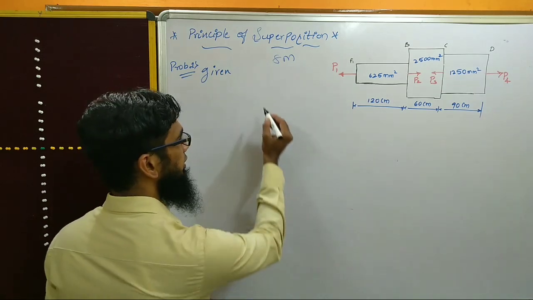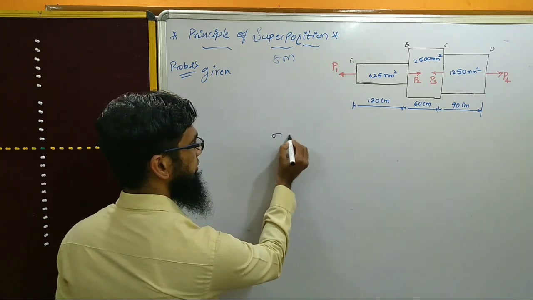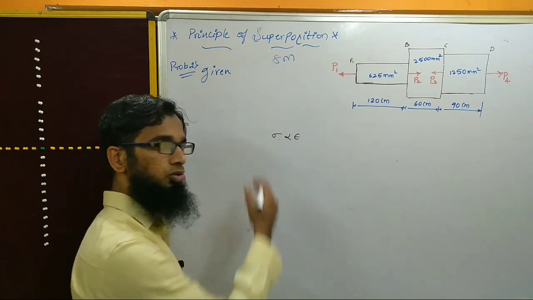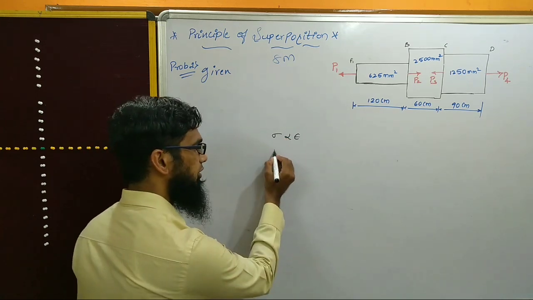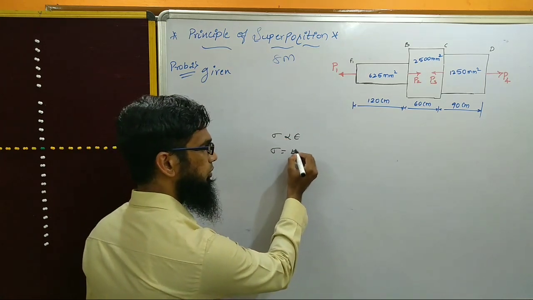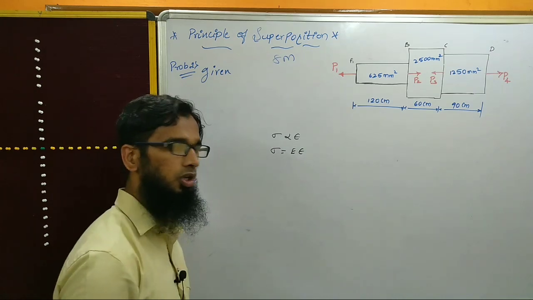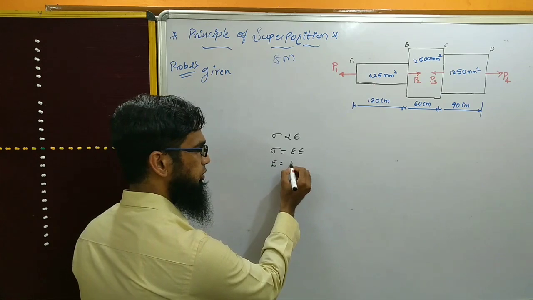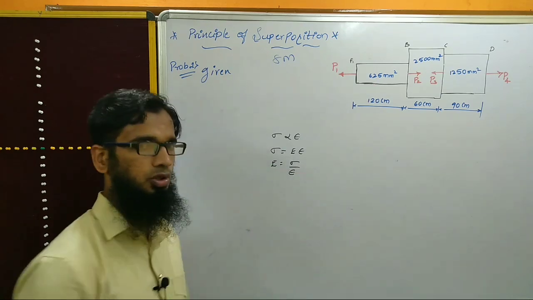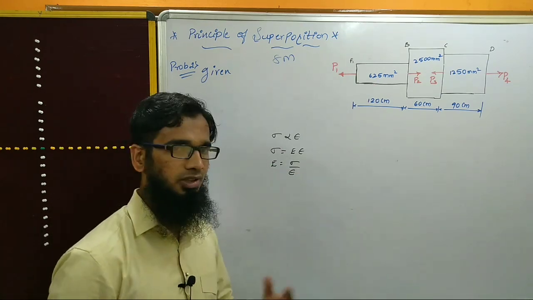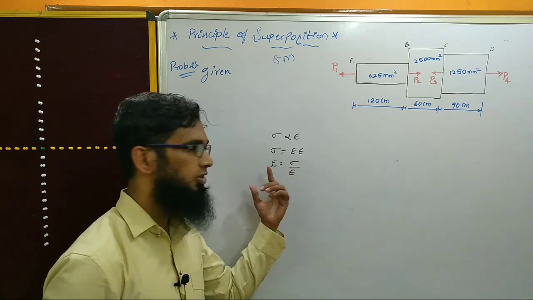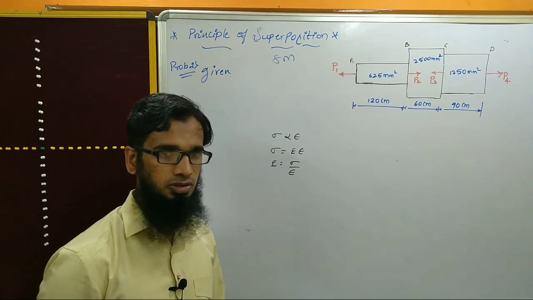So we know that Hooke's law is given by what? Stress is directly proportional to strain. Now when we remove the proportionality sign, what we get here is sigma is equal to E times epsilon. Again we cross multiply so that we get E is equal to sigma by epsilon, where E indicates the Young's modulus of a material, which measures the stiffness of a material.